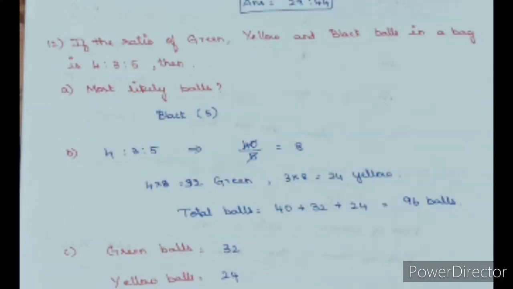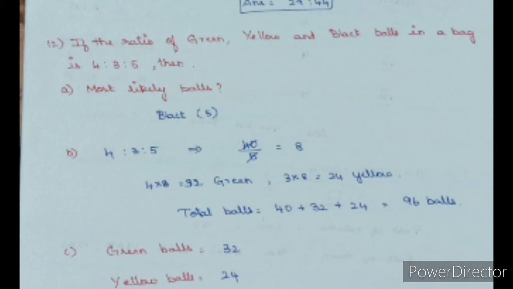Okay, next is the 12th question, the last question of this exercise. See this, if the ratio of green, yellow and black balls in a bag is 4:3:5, then first question, which is the most likely ball that you can choose from a bag? Most likely means, in the ratio, which is the highest number? 5 is the highest number, that represents black color ball. So black color is the most likely ball that can be chosen from the bag.